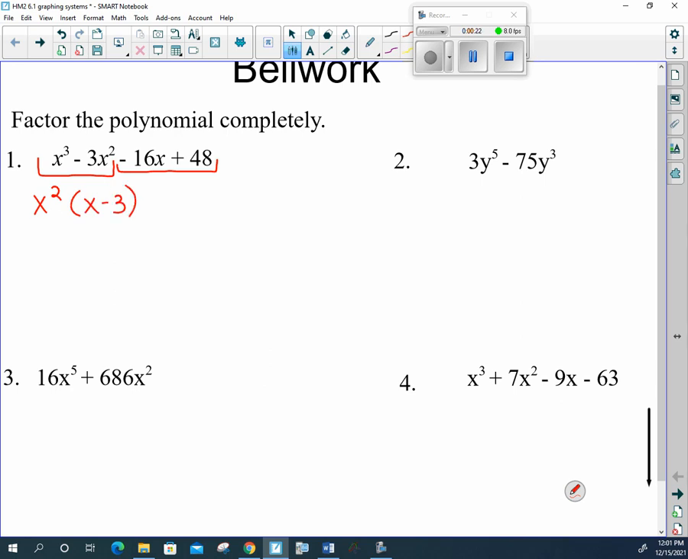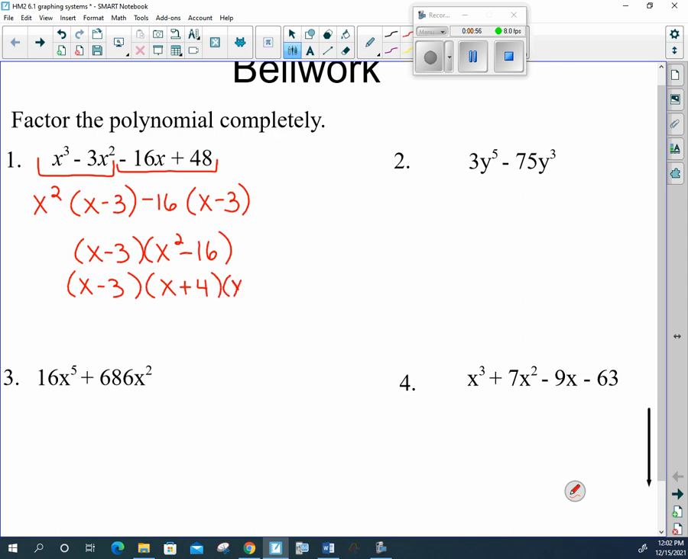Out of the second 2 terms, the greatest common factor is 16, but I'm going to use negative 16 because I want my leading term to be positive. So I'm going to factor out negative 16, and that's going to leave me with x subtract 3. Now I've got my binomial term, my parentheses are the same, so now I'm going to factor that out. So that's going to be x minus 3 times x squared minus 16. X squared minus 16 is the difference of 2 squares, so that will continue to factor. So I'm going to factor that to an x plus 4 and an x minus 4.